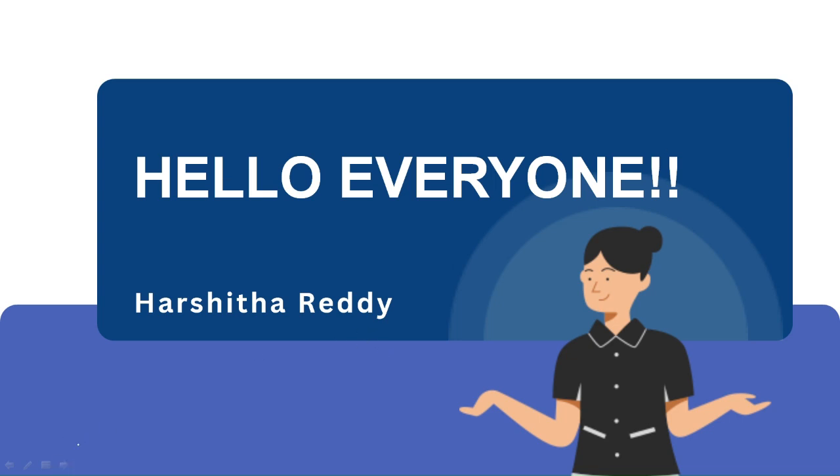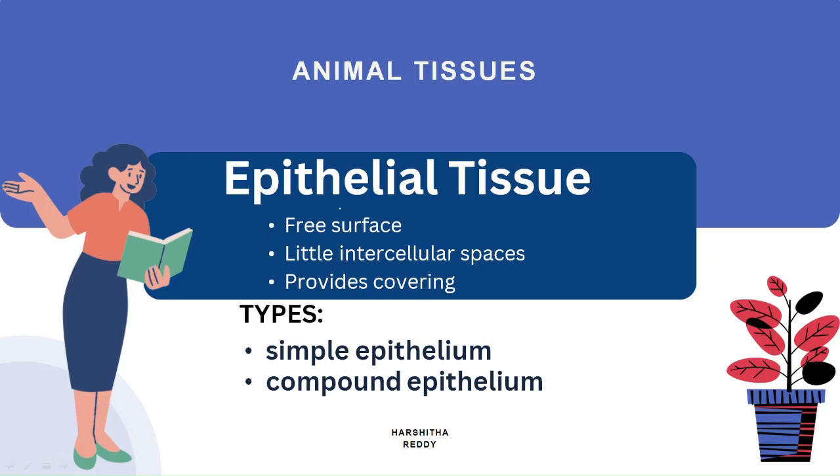Hello everyone. In this video, we are going to discuss epithelial tissue, which is from the chapter Animal Tissues. Now coming to the topic, the epithelial tissue is also known as epithelium. The characteristic features of this epithelium are that it has a free surface, it has little intercellular spaces between the cells, and mostly it provides covering to the body tissues.